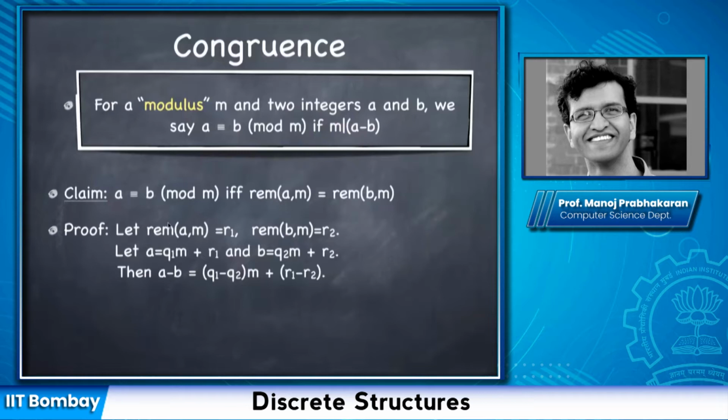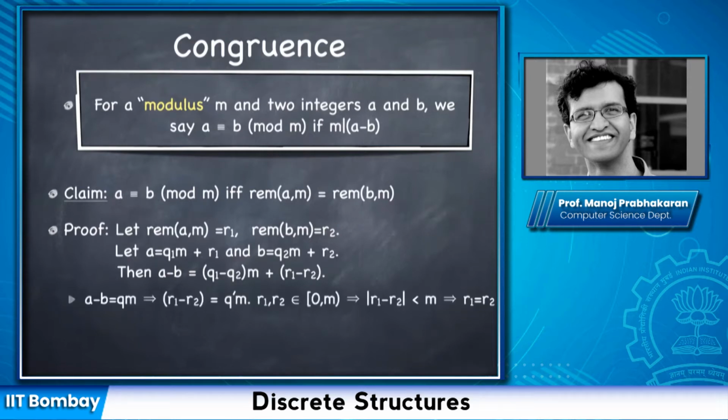Suppose A and B have remainders R1 and R2 and quotients Q1 and Q2 with respect to M, as given by the quotient and remainder theorem. This is a unique quotient and remainder. And I can write A minus B as (Q1 minus Q2) times M plus R1 minus R2. Now, to prove this claim, I have to do both directions.